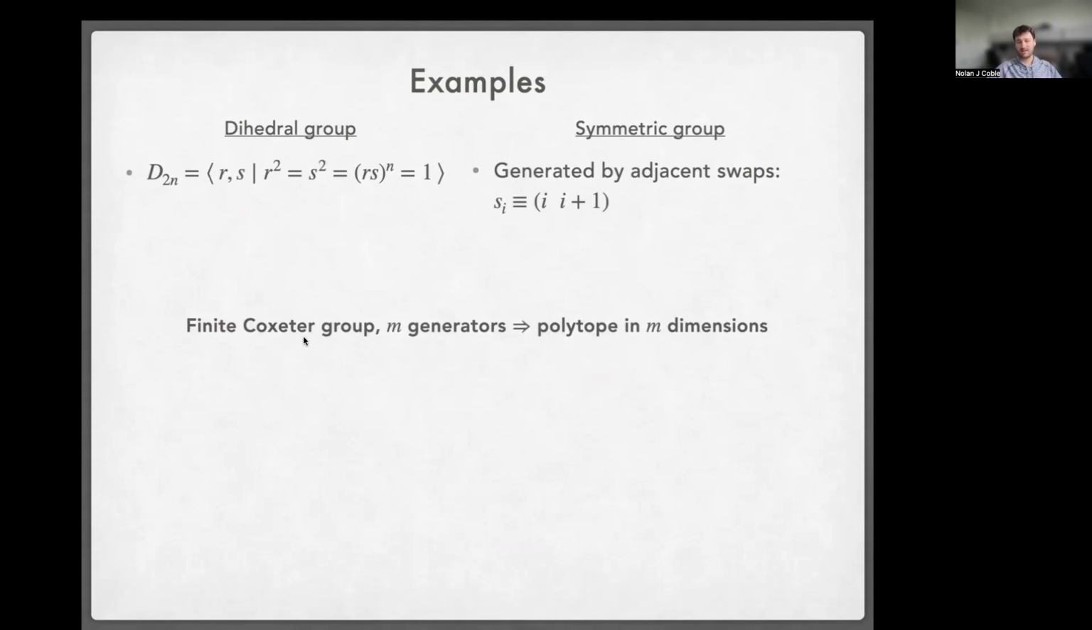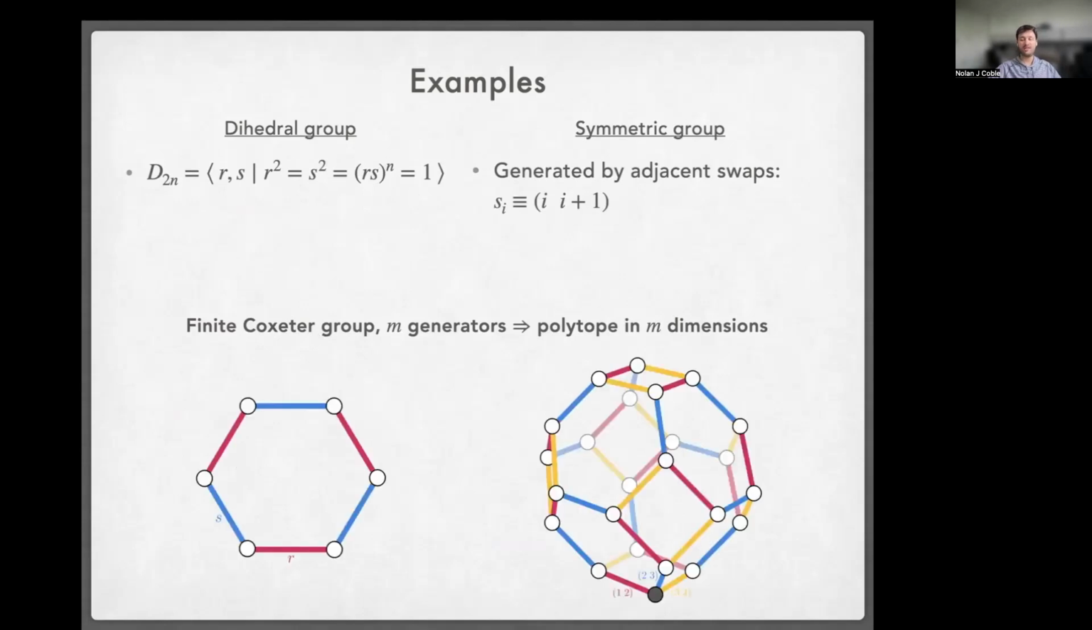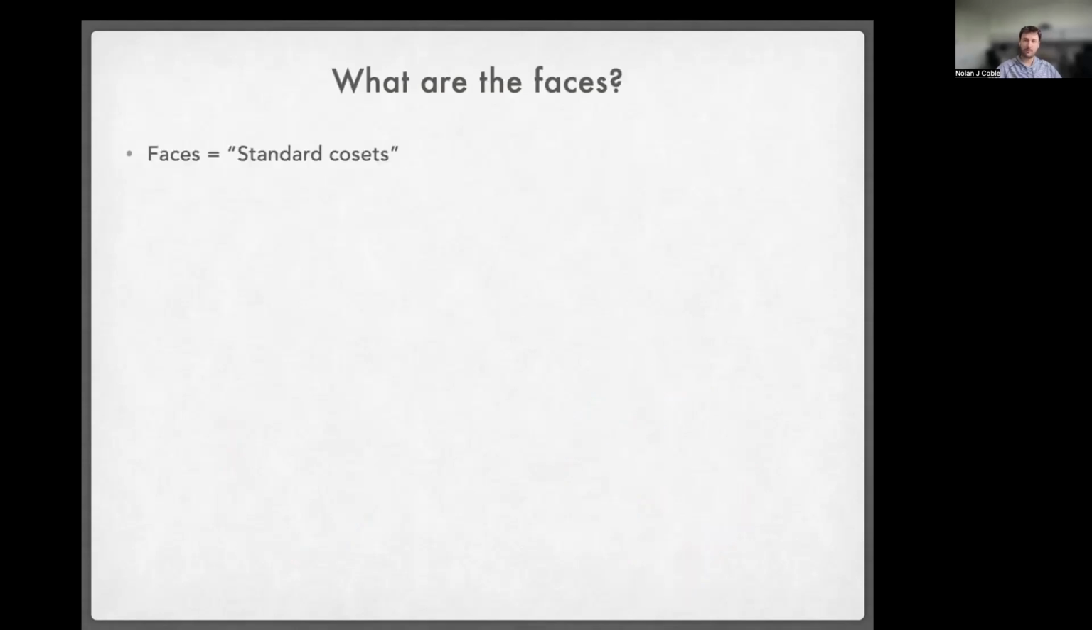And why do we want a Coxeter group? Well, if I take a finite Coxeter group with m generators, then I necessarily get out a polytope in m dimensions. So for these two examples, the dihedral groups give us the two n-gons. The symmetric group in 3 dimensions gives us the truncated octahedron, but more generally, it's a family of polytopes known as permutahedra. What are the faces of these polytopes?